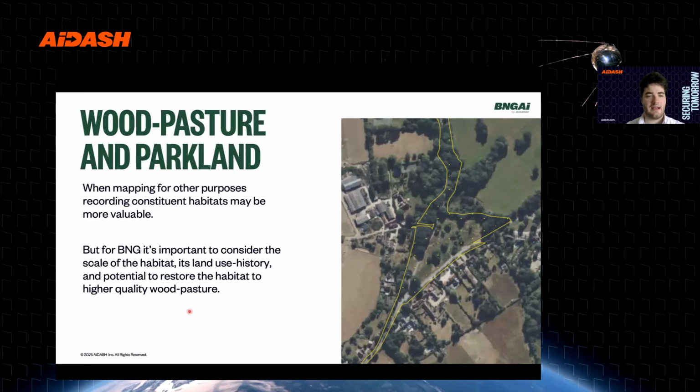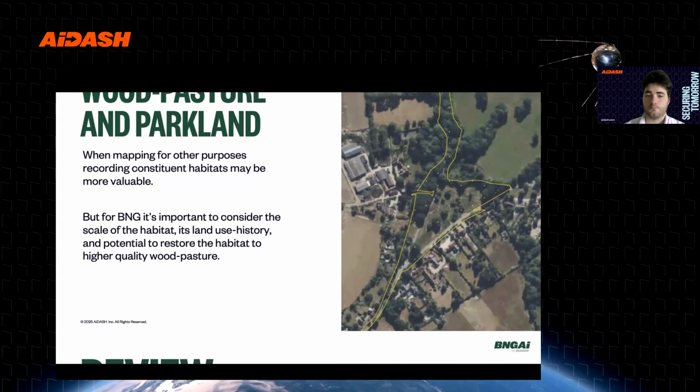So think about the scale, think about the land use history, and think about whether there is a potential to restore high quality wood pasture in this land by removing the football pitch, by removing the tennis court, by changing the land management from an agricultural system to a more natural system. So yeah, those are the things to think about.